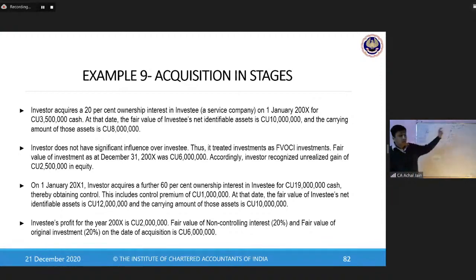This amount includes a control premium of 1 billion. At that date, the fair value of the investee's net identifiable assets is 12 million. Fair value of net assets. It's not the fair value of the previous investment. No, fair value of net assets of the acquired. And the carrying amount of those assets is 10 million.